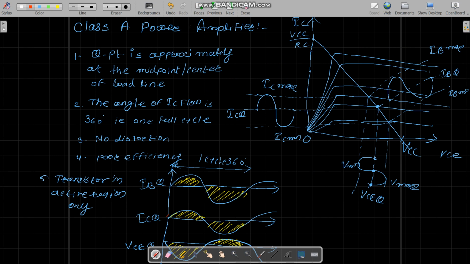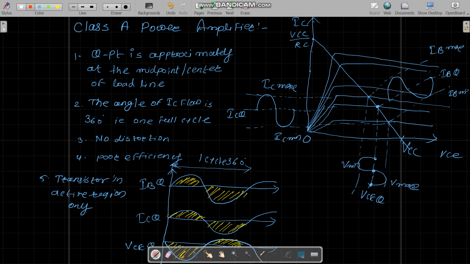Here you can see that I have selected my operating point over here. If I extend these lines on the x-axis and y-axis, I can observe that the complete swing of the signal is obtained, that is Vmin to Vmax. In the same way, this is IB max to IB min, and here IC max to IC min. That means when I apply the input, I get output for the entire duration of the cycle, that is, both positive and negative half cycles are produced at the output.